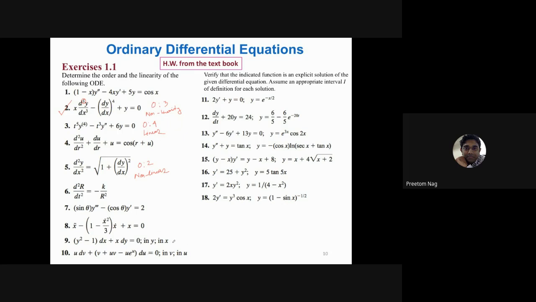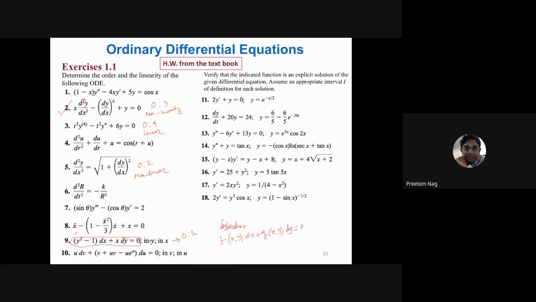Okay, now let's look at this equation. In this equation they ask what the order of these differential equations is. What is the order of this differential equation? This is a differential equation of the form f(x,y) dx plus g(x,y) dy. So what is the order? This is first order. The order here is 1.